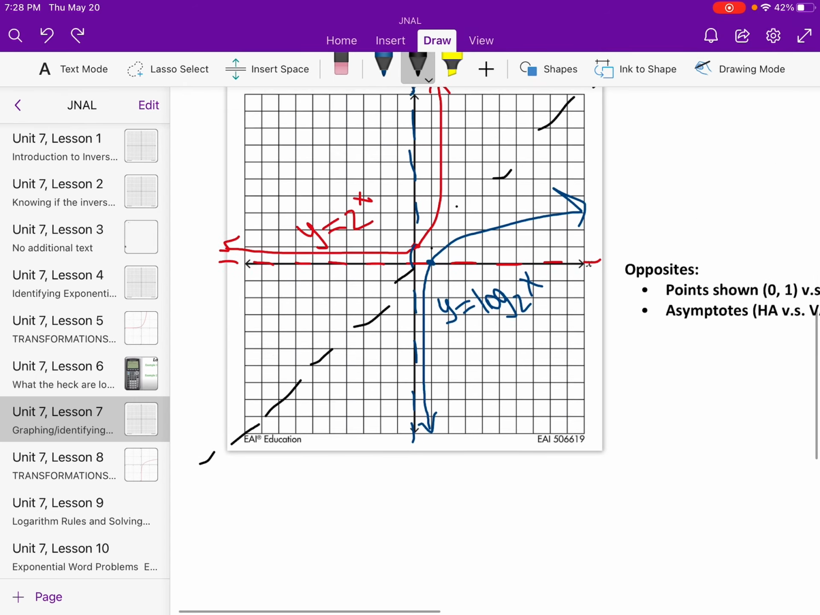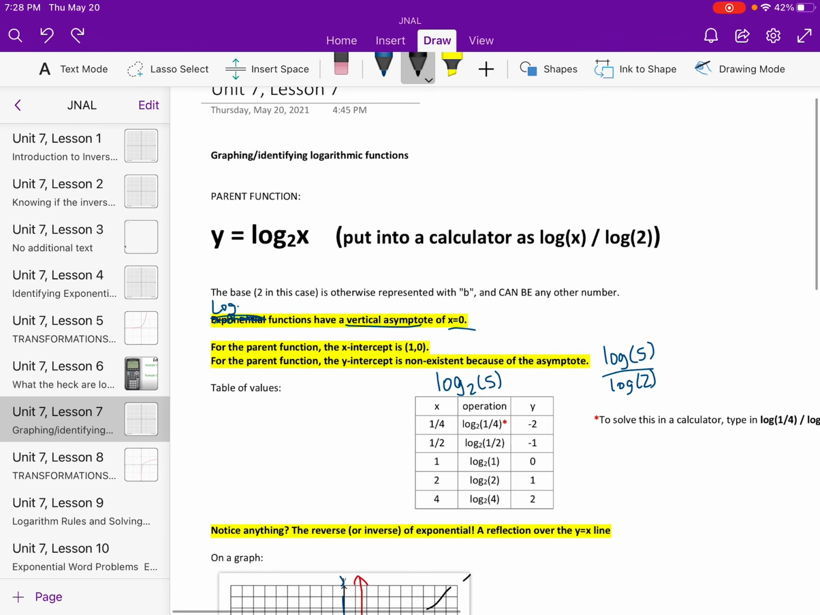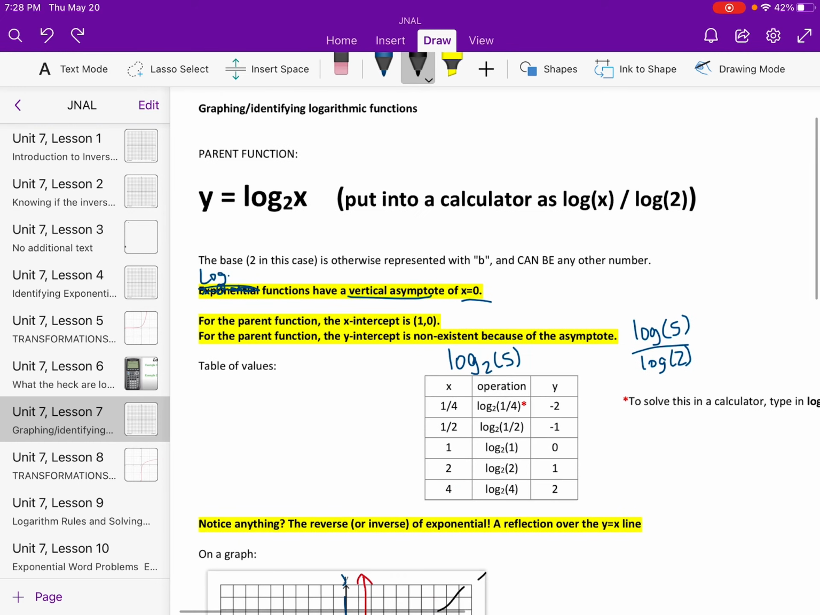So that is how you can graph and identify logarithmic functions. Now, I didn't say all that much about how to graph it, mostly just to identify it. We'll really be looking at graphing it in the next one on transformations.